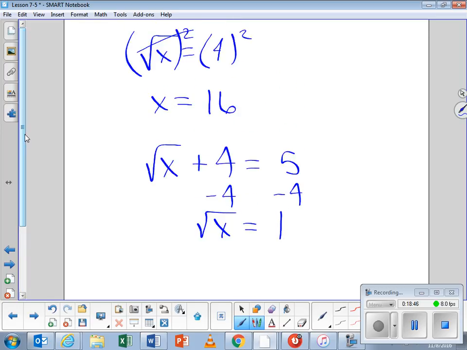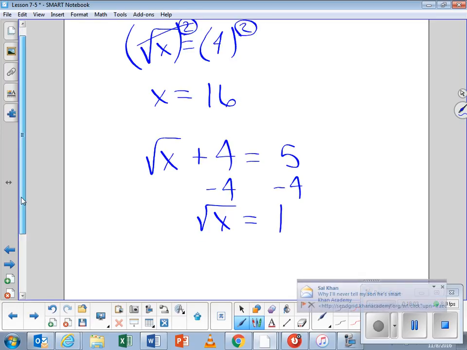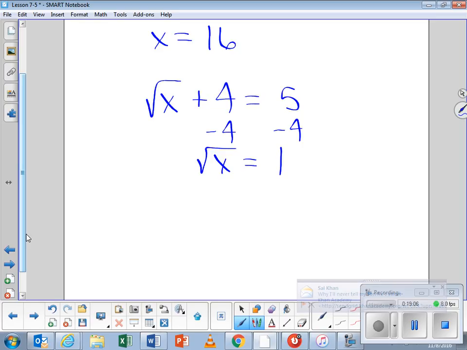What did I do up here to get rid of my square root sign? Go with the guidance you're getting. You squared it. Right here I had square root of x, and I squared both sides. So down here, same thing. I get down to square root of x, and I have to square both sides.